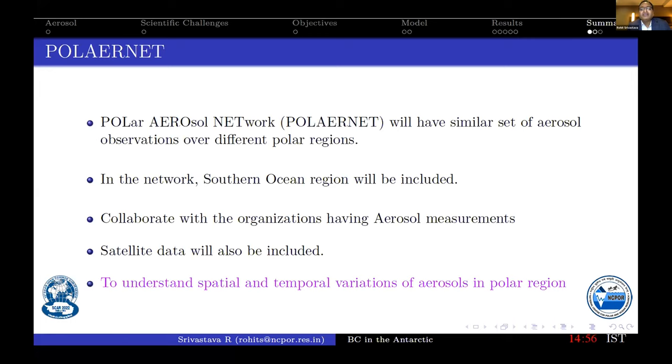In places where there is no snow, satellite data will also be included in the PolarNet program in order to understand the spatial and temporal variations of aerosols in the polar region and how they are interacting with the climate, how they are changing, why this is critical to the climate, and what their impact is in terms of radiative forcing and changes in heating rate. All this will be studied in this PolarNet program.